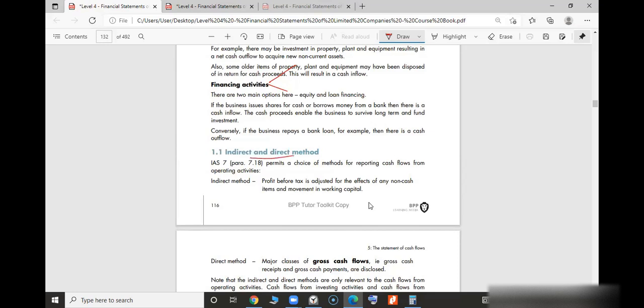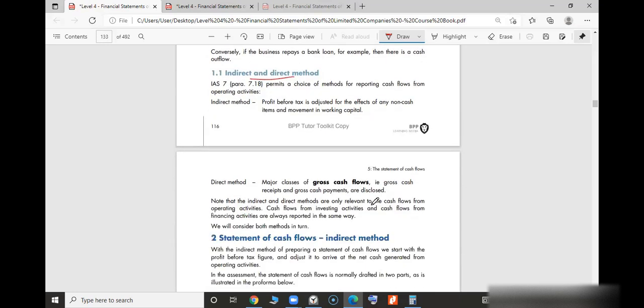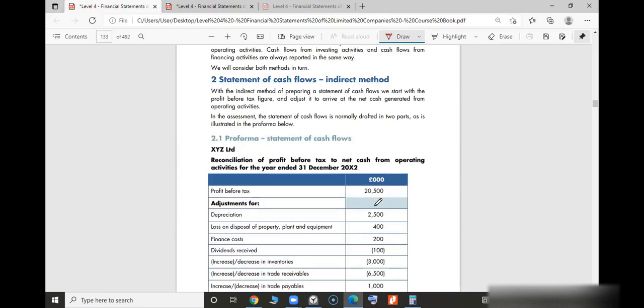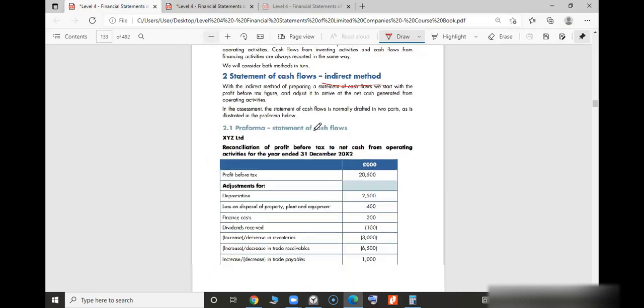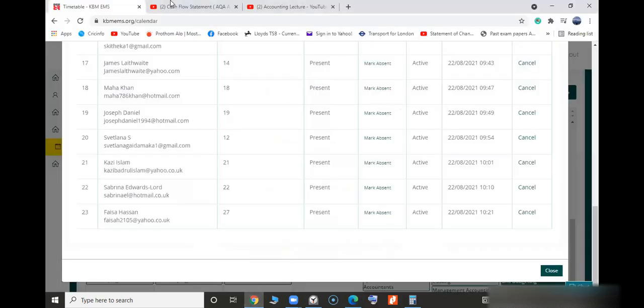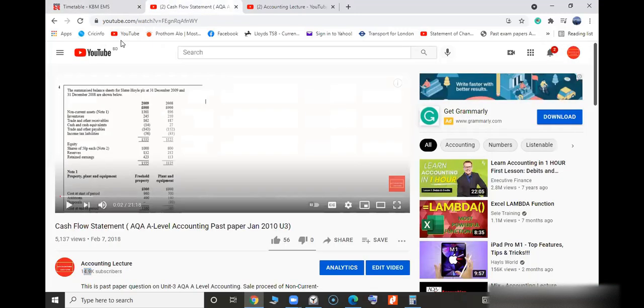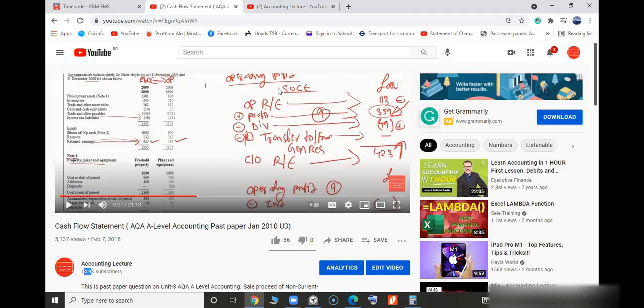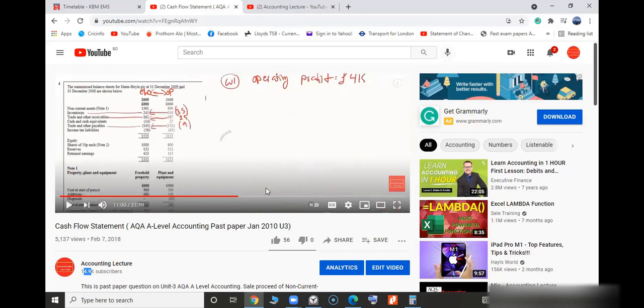Indirect and direct method. So straight into the indirect method. Direct method at the end of the lecture, we're going to see the indirect method. This is the pro forma, which is also shown in my YouTube video here. Let me show you. If you watch this video, I'm going to do a similar thing, operating activities. There are loads of workings I have done in this particular video, and those are definitely needed.